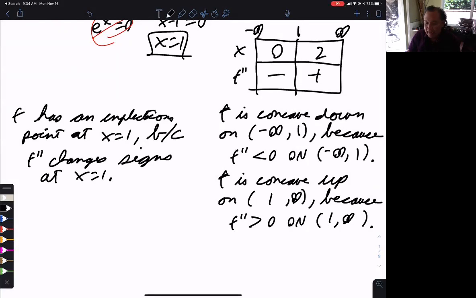Done. That is how you find regions of concave up, concave down, and inflection points.